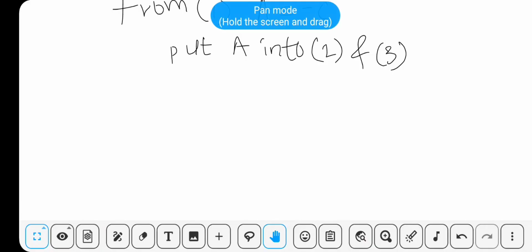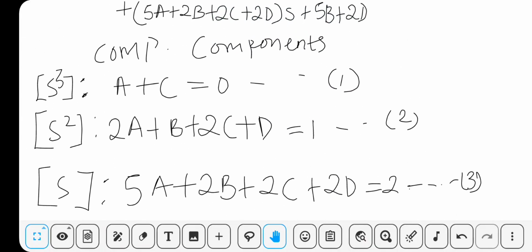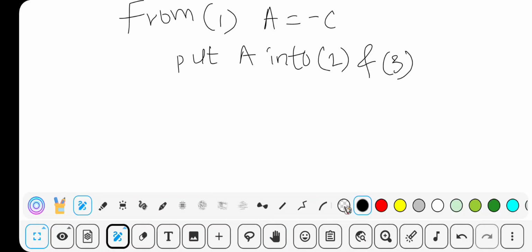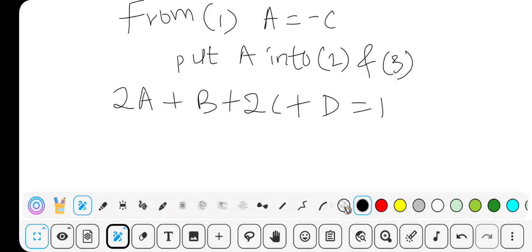So let me just check for equation 2. Equation 2 is 2a plus b plus 2c plus d is equal to 1. Now this is equation 2.